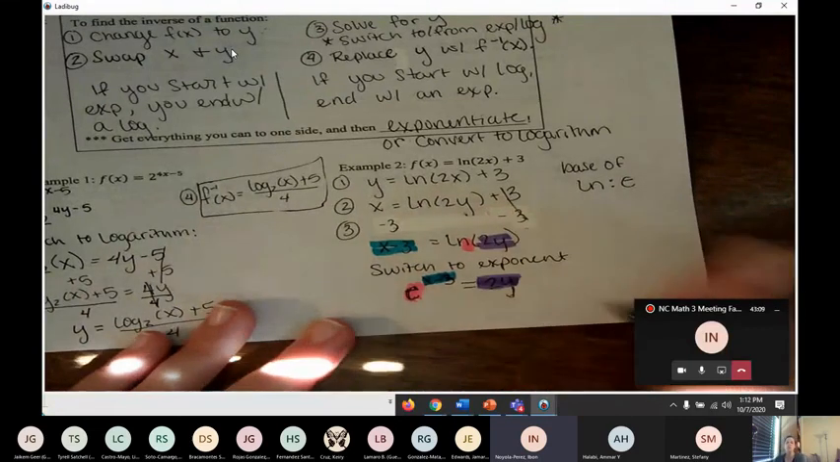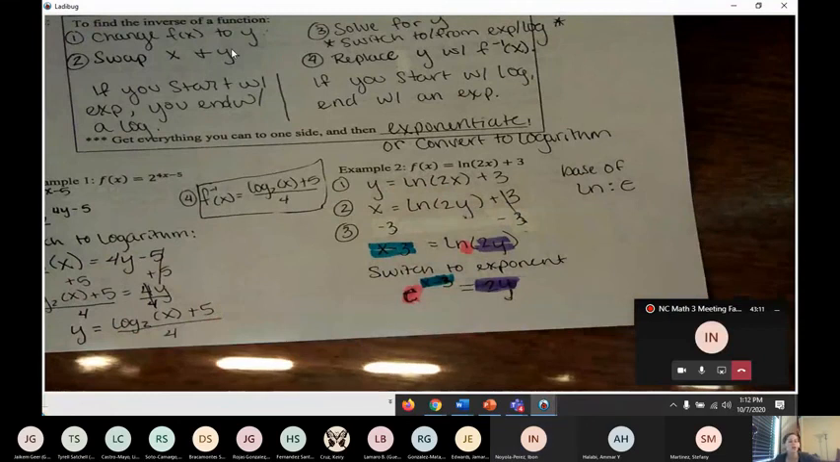Okay. So we switched to an exponent. So now our last step is to make y by itself. Marquez, are you here?